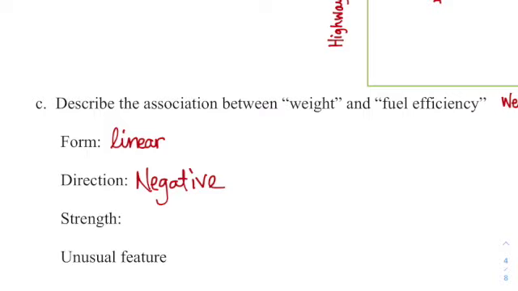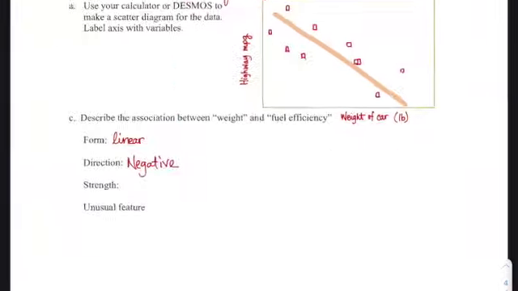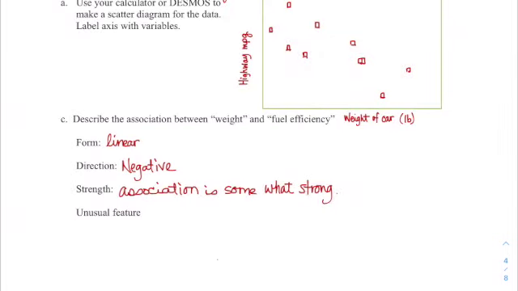Then the next question says the strength. Well, the strength, if you think about it, is how close to the line. If I draw a line right there, it's kind of close. So I would just say somewhat close. Okay, it's not totally clustered right around it, so it's kind of a close correlation. Or you can say for strength, there might be a point that does not quite fit the pattern. Maybe this one right here.